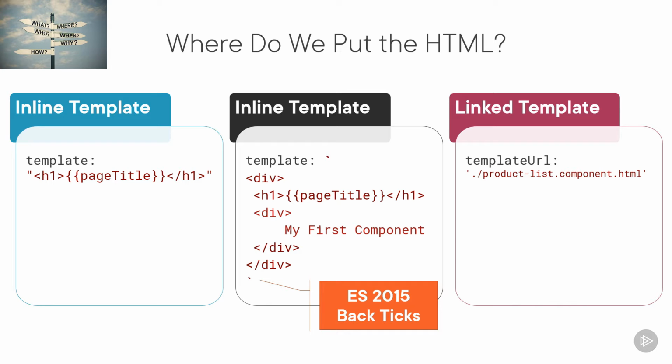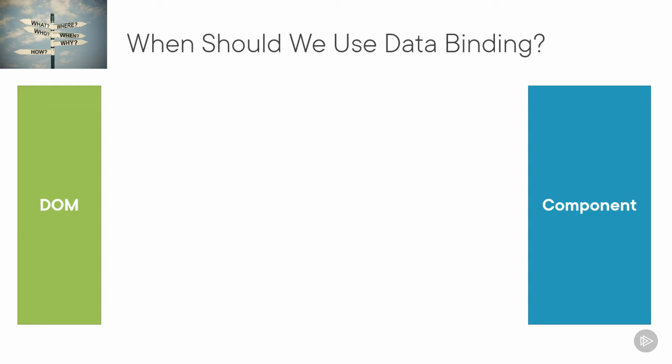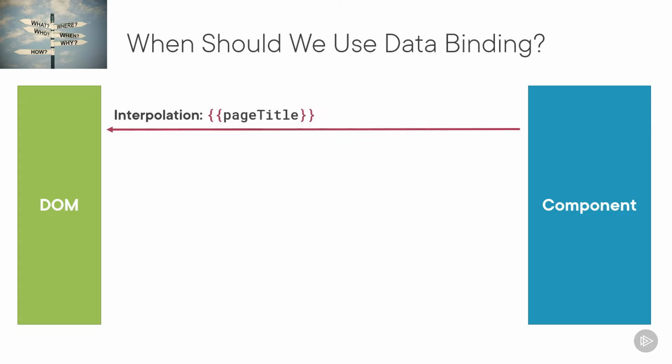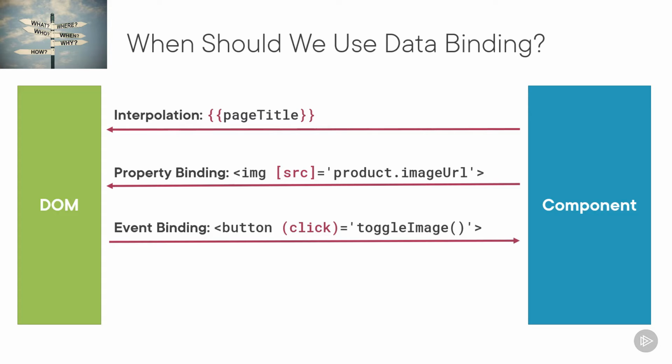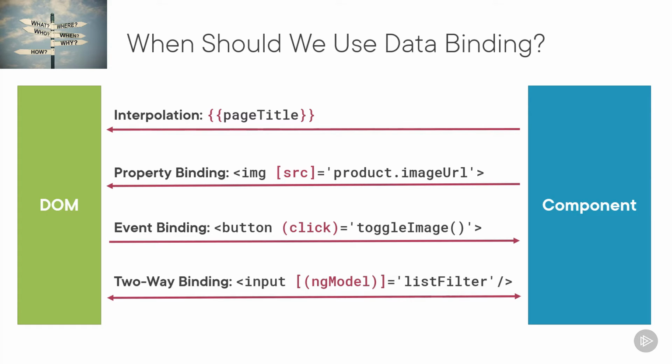Either in the metadata using the template property, or in a separate HTML file using the templateUrl property in the metadata. When should we use binding? Anytime we want to display a component class property value in the view. When we want to control the DOM by setting a DOM element property in code. When we want to respond to user actions. And when we want to display a component class property and update the property when the user makes a change.